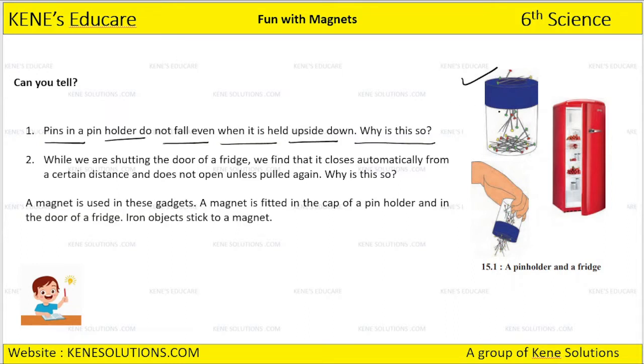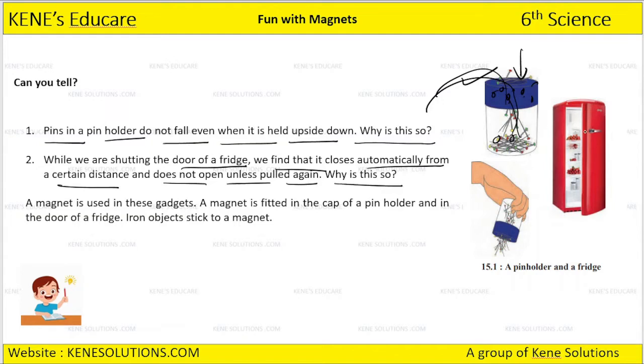कभी आपने ये डिब्बा देखा है? जो भी पिन्स इसमें रहते हैं, there is an opening from this end, but still these pins do not fall down. They do get attached to this surface. Why? While we are shutting the door of a fridge, we find that it closes automatically from a certain distance and does not open unless pulled again.